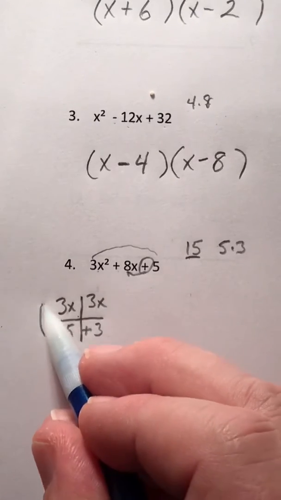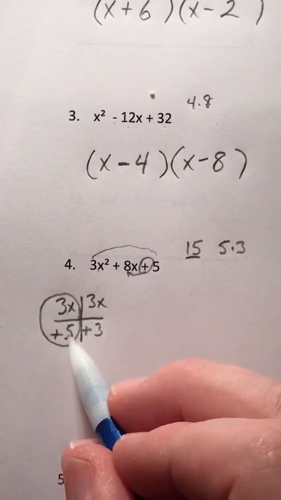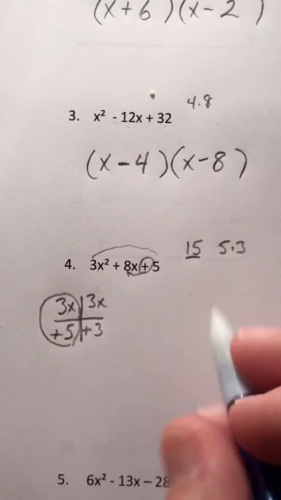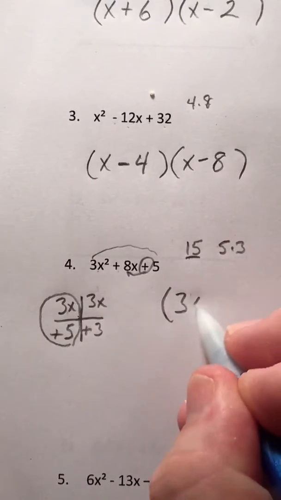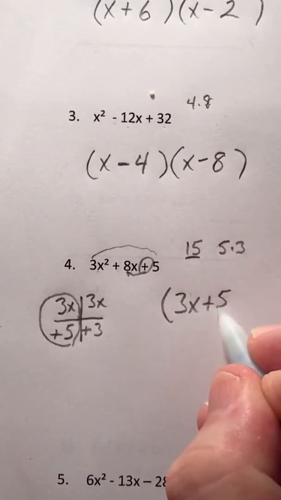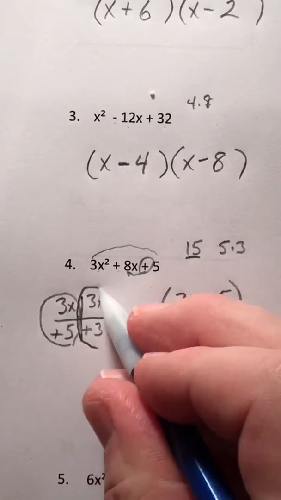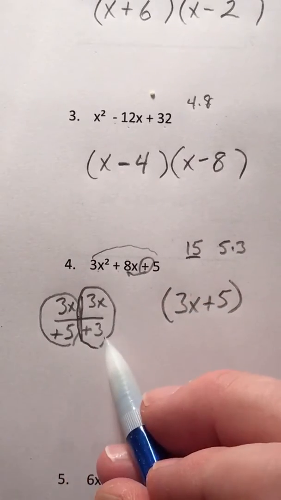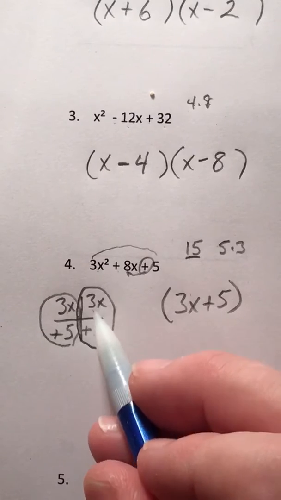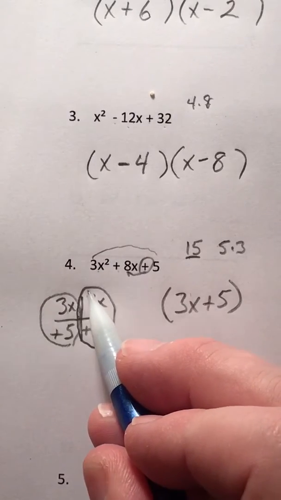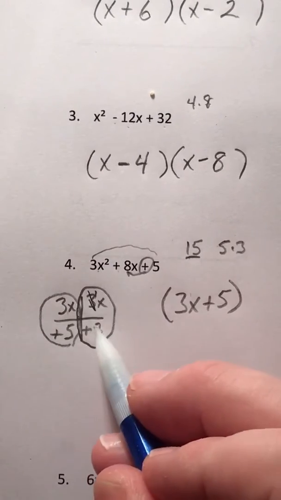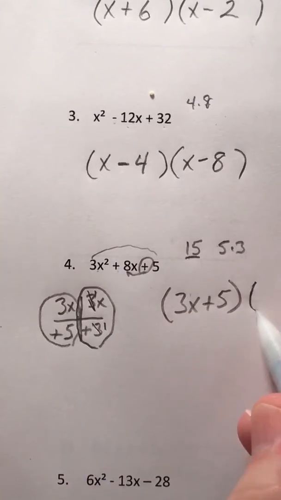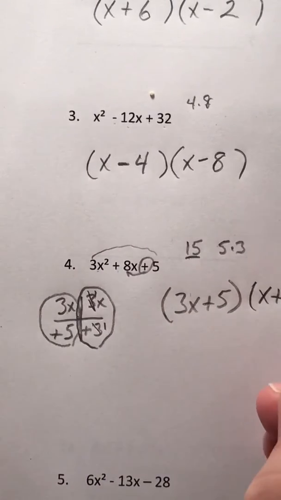And then we group this first side together. Can we factor anything out of it? And the answer is no. So we just bring it over, 3x plus 5. And then we group the other side together and we say, okay, can we factor anything out of that? Those are both divisible by 3. So we divide them both by 3. That becomes a 1, and that becomes a 1. So it leaves us with x plus 1.